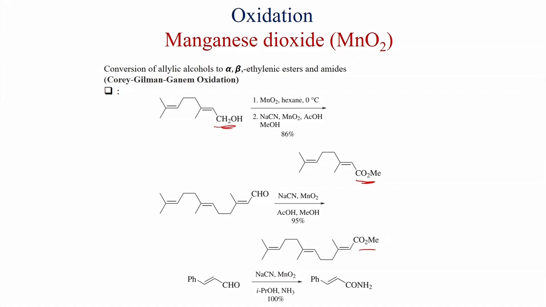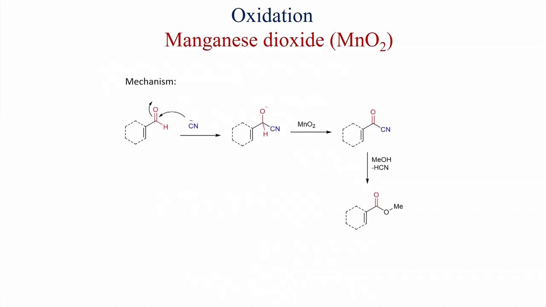Here an alpha beta unsaturated aldehyde was treated with sodium cyanide and MnO2, isopropanol and ammonia. Under this condition the amide is formed from the aldehyde. So, here also the mechanism is the same, but instead of methanol, ammonia is the nucleophile here, and that is why you get the primary amide.